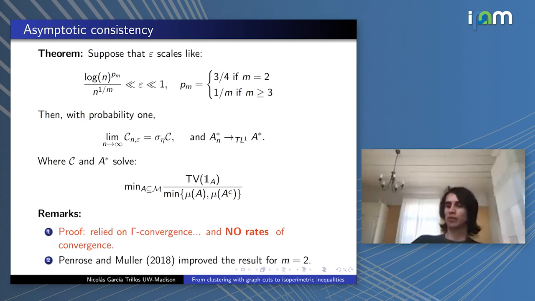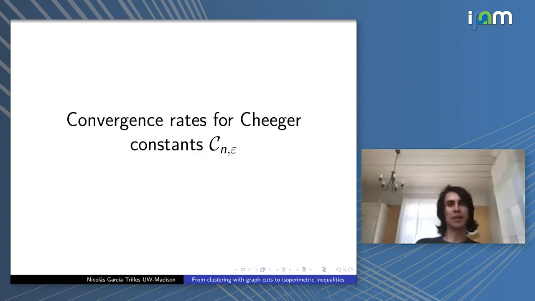Okay, so now for the rest of the talk, I want to tell you about the rates of convergence. And I'm going to do it in 2 steps. The first one is going to be about Cheeger constants, so just the minimum values. And then in the second step, I will talk to you about the Cheeger cuts, so the minimizers.